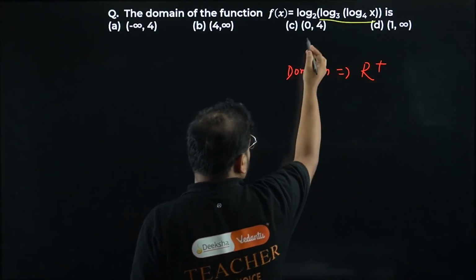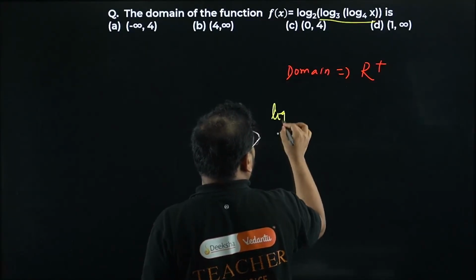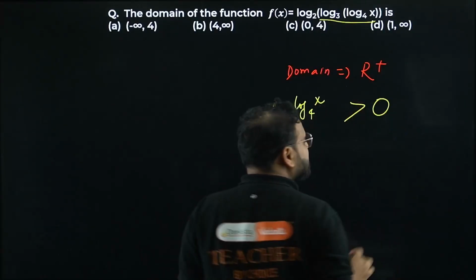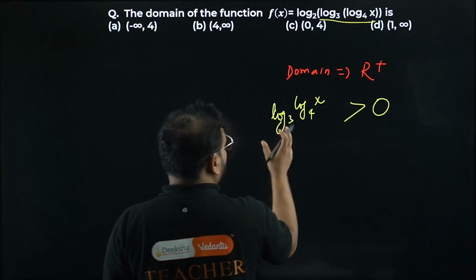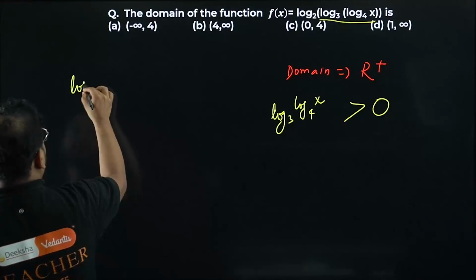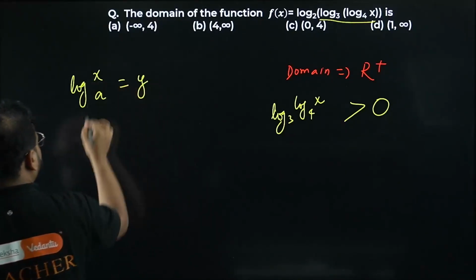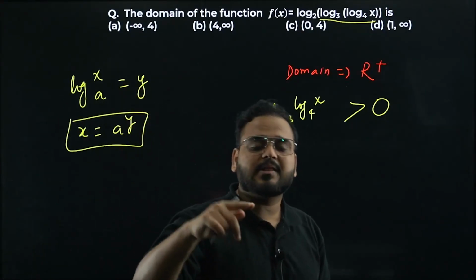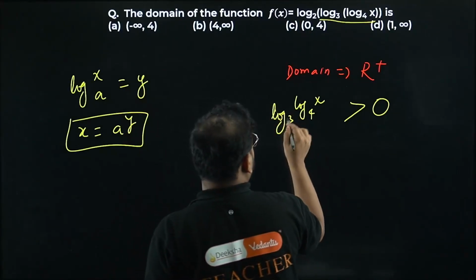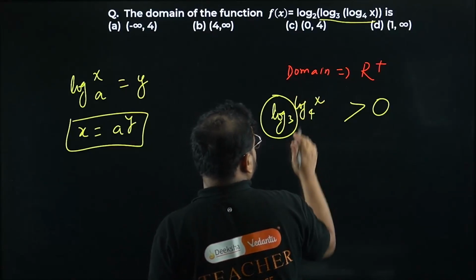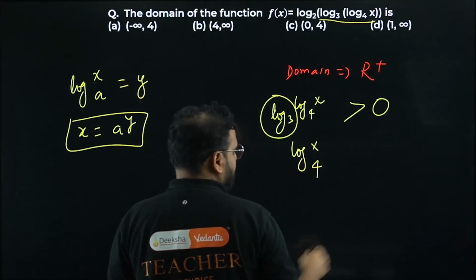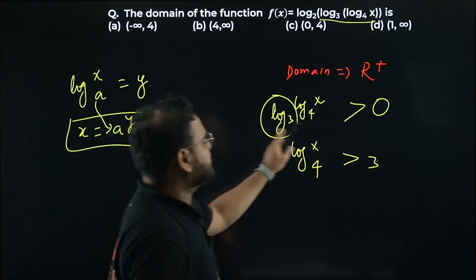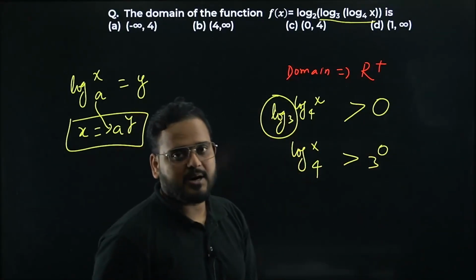If I take the first log itself, let's write that. I have here log of 3 with log of 4x. It has to be positive, meaning more than 0. R plus means more than 0. So let's operate. We have one principle: if log x with the base a equals y, I can write x as a power y. This is the conversion between the log and the exponential function. So if I remove this log first, I have to keep this log as it is. I'll write log of x with the base 4, greater than, and this 3 becomes the base, and this 0 comes as the power: 3 power 0.